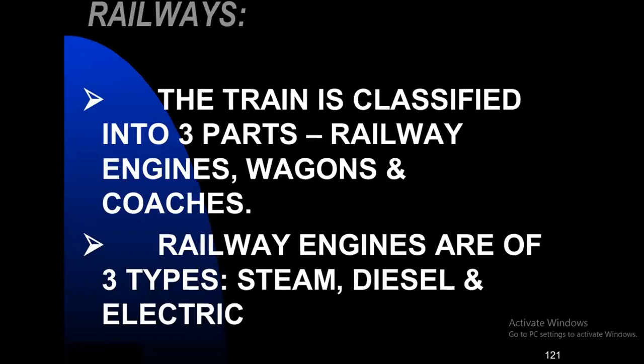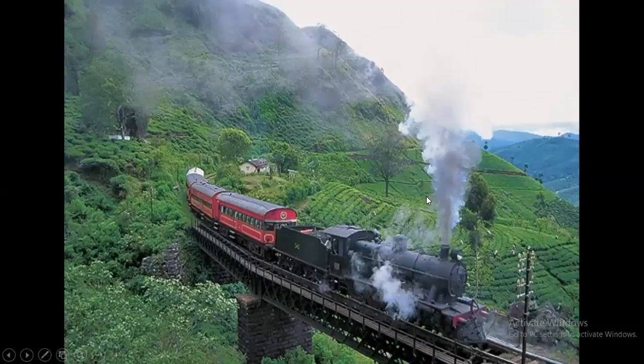So first let's learn about railways. The train is classified into three parts: railway engines, wagons, and coaches. These are the three parts into which the train is classified. Railway engines are of three types: steam, diesel, and electric. These are the three parts of a train, and these are the three types of railway engines. Right?